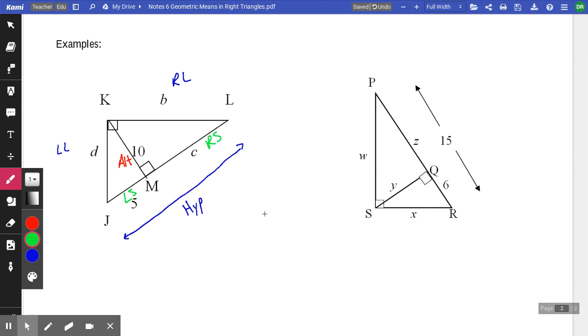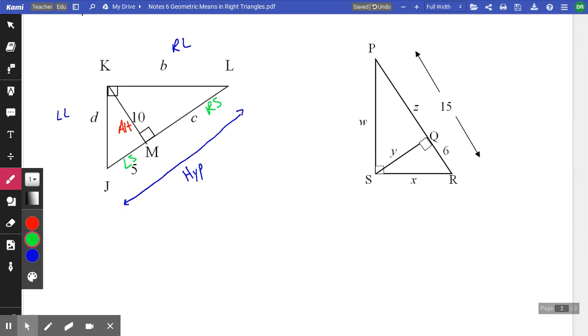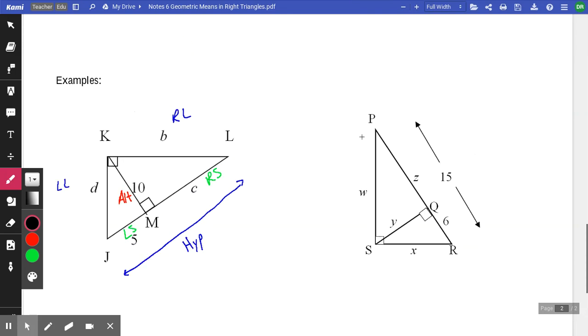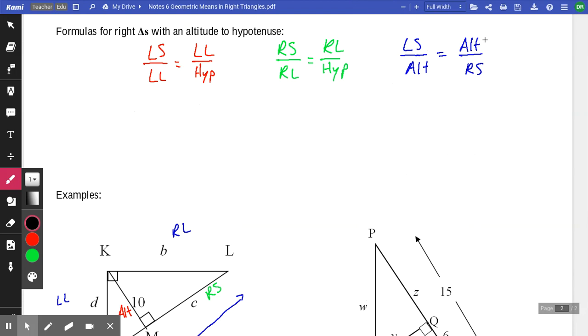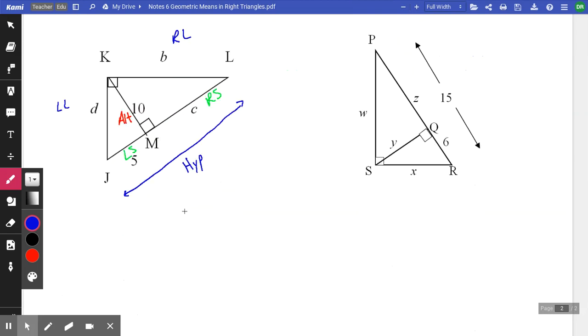So there are several variables in this diagram. We have B, C, and D that we're going to solve for. And we also have some given information. So let's look at what we know. We know our left segment and we know the altitude. And so the question now becomes, do we have a proportion, a formula that involves the left segment and the altitude together? And if you look up, that was this last one here. The left segment over altitude equals altitude over right segment. And so that's the one I'm going to use.